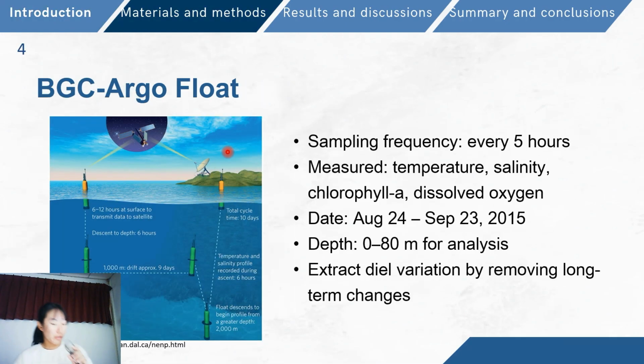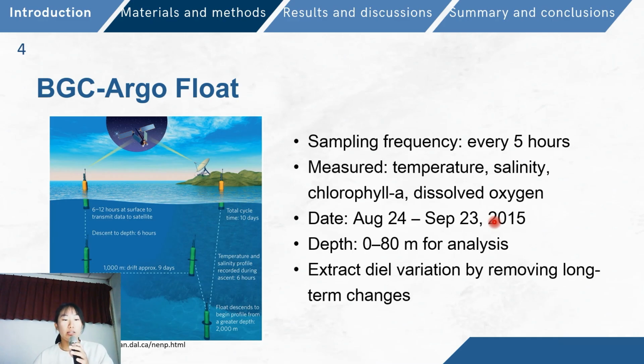So we use the BGC-Argo float as our data source. These floats are part of a global ocean observation system, and we chose this float. It can measure every 5 hours, and it can measure temperature, salinity, chlorophyll, and dissolved oxygen.